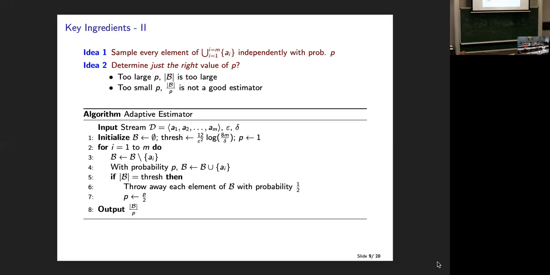Yeah, and that's the whole algorithm. So basically, an element comes, and you put it in with probability P. And if my bucket crosses a particular threshold, you throw away every element from the bucket independently with probability half.